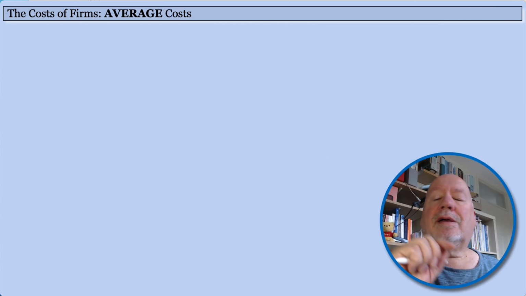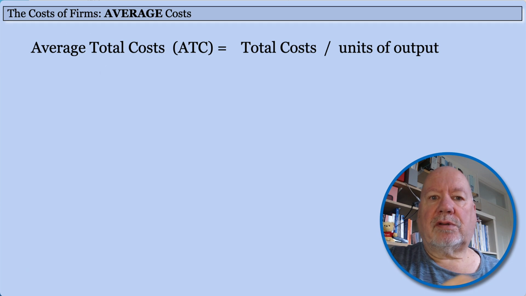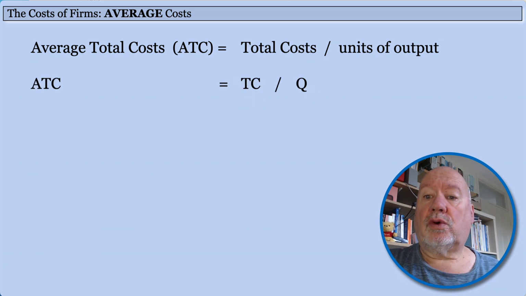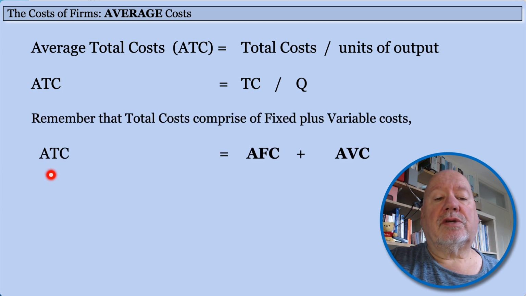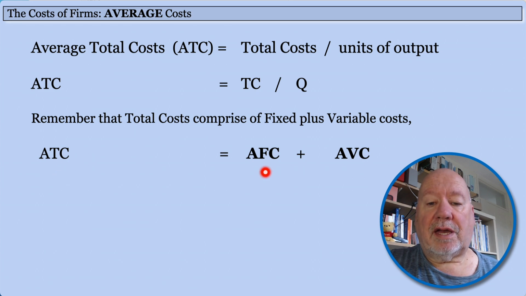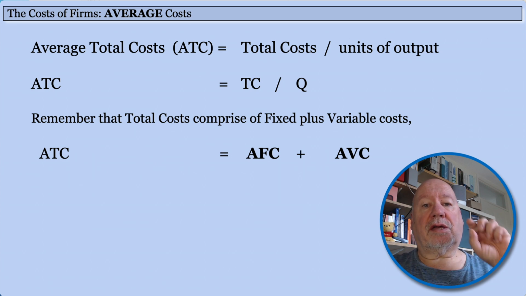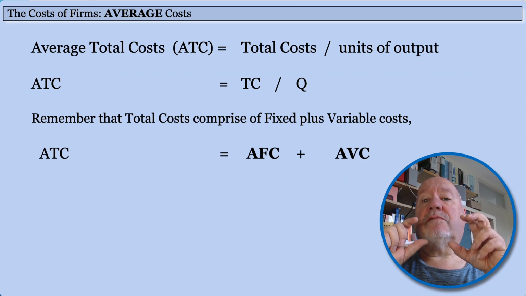Okay, how do we get to average cost? Well, we know the average total cost is going to be all these total costs divided by the unit of output. So the total cost divided by quantity of goods and services being produced by the firm, and the total is split into the fixed and the variable. So the average total is going to be the average fixed added to the average variable. So we've now got to look at what does the shape of the average fixed look like, what does the shape of the average variable look like.